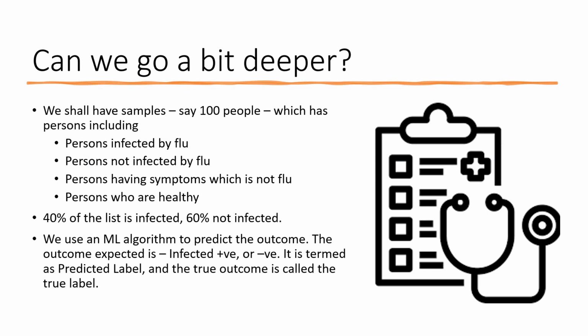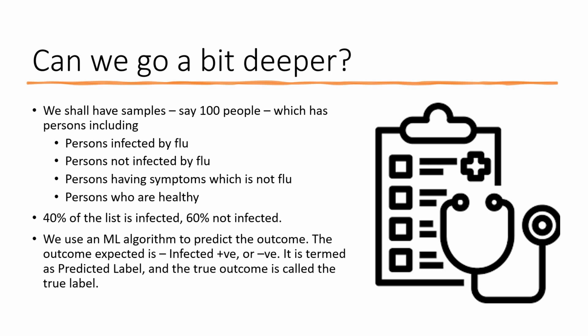We are going to take 100 people as sample. In that sample, we have got persons who are infected by flu. We have got persons who are not infected by flu. We have got persons who have symptoms which is not flu. We have persons who are healthy. So consider it this way, 40% of this list which you have considered are infected by flu, 60% of which is not infected.